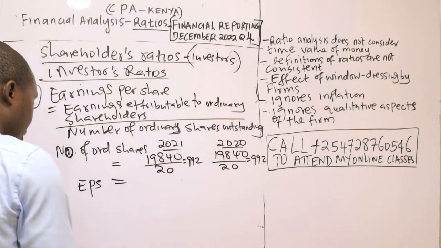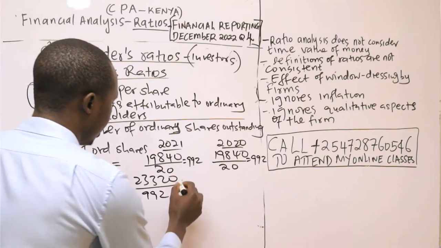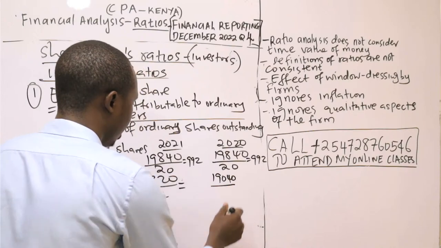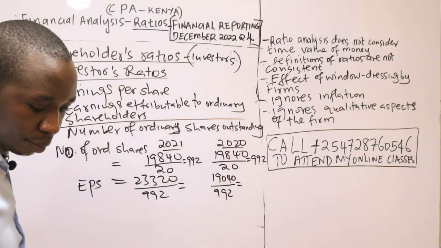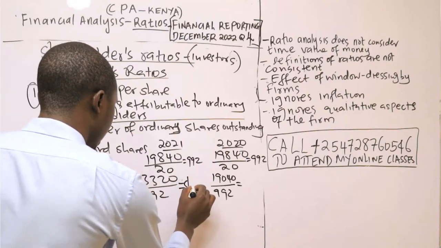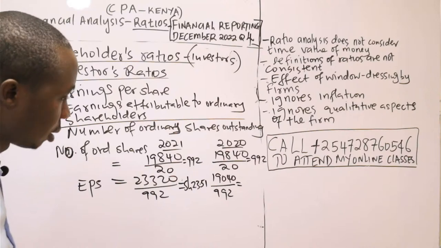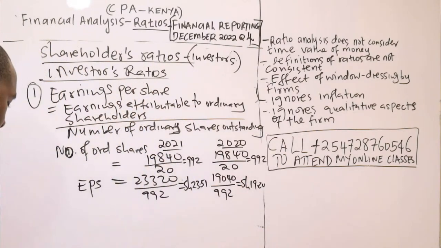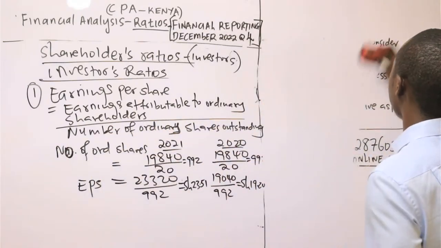So you take 23,320 and divide with 992. For the year 2020, we have 19,040, the profit for the period, and you divide with the number of ordinary shares outstanding, which is 992. Using my calculator, 23,320 divided by 992 gives me shillings 23.51. And 19,040 divided by 992 gives shillings 19.20. So that is the first investor's ratio.